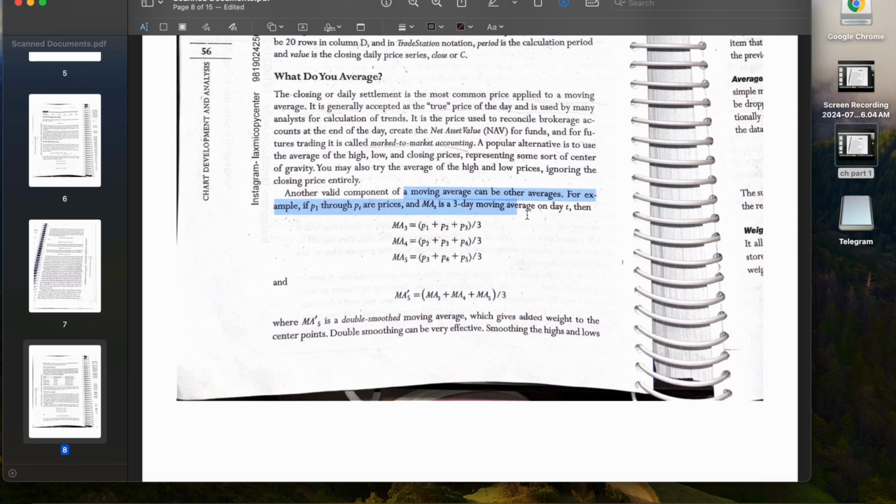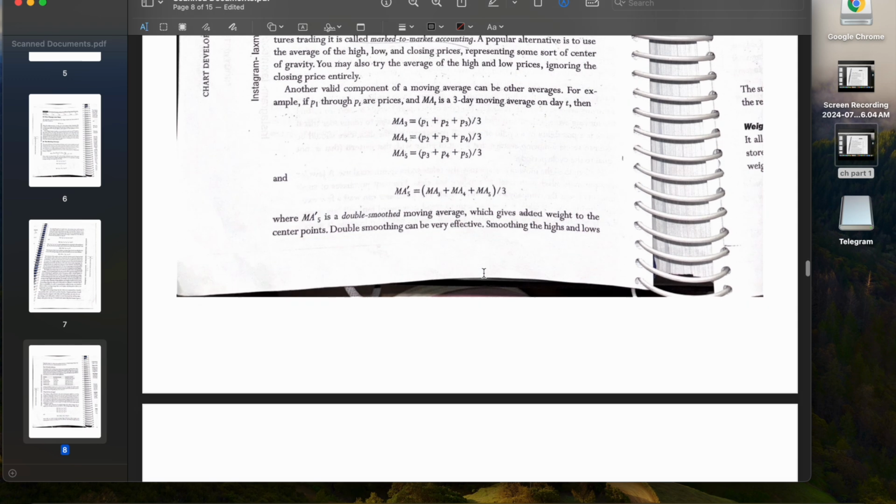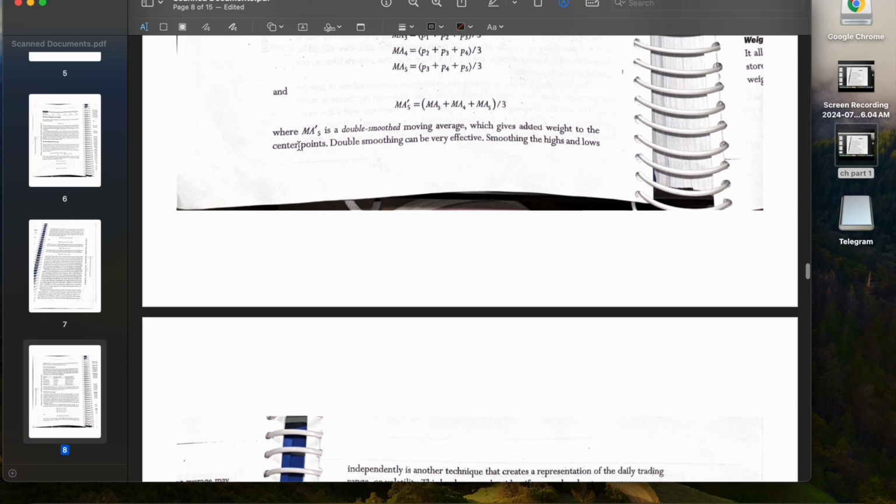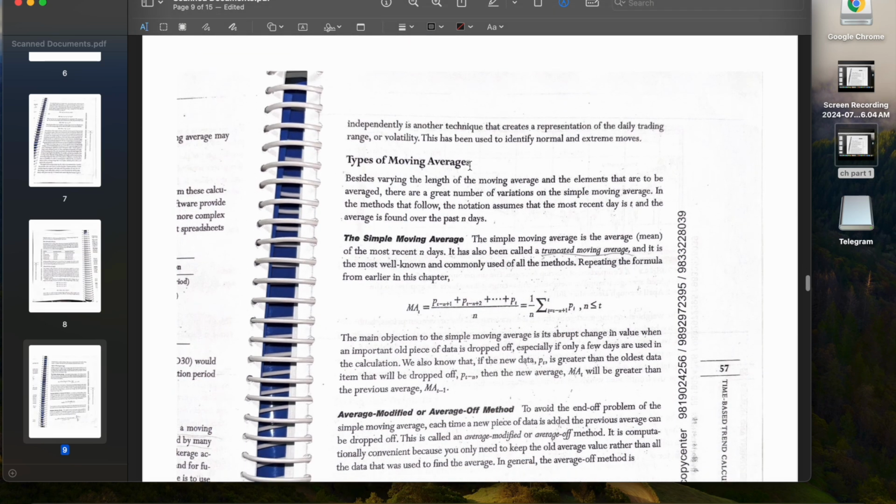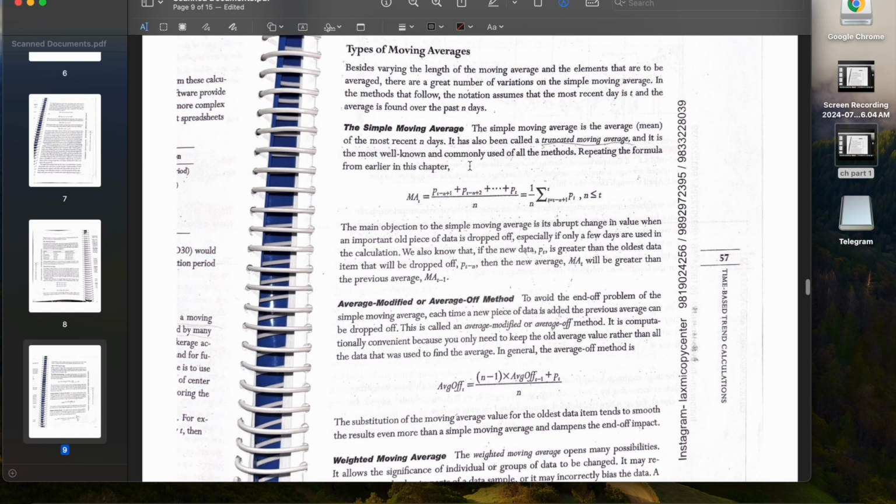So yeah, now look at this. This is the moving average, which is a 3-day period. Since it is a 3-day period, we are dividing it by 3. So I hope you can understand this. And double smoothed moving average, double smoothed, again, we know what smoothing is, and we've done that earlier as well. So it's also based on the volatility.